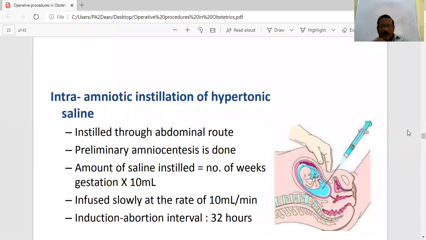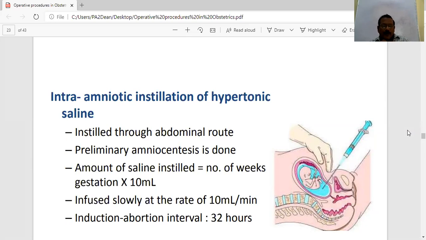Empty the bladder, and through the peritoneum you put in a needle, and then you put it into the amniotic cavity through the abdominal route. Preliminary amniocentesis is done, and the amount of saline for a certain number of weeks of gestation is 10 ml more. So if the gestation is 20 weeks, 10 ml is to be added.